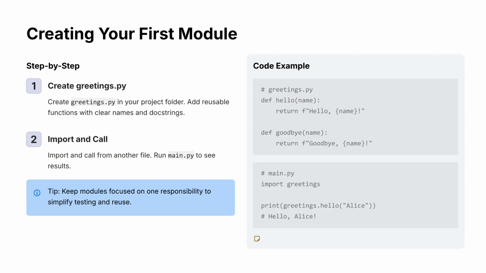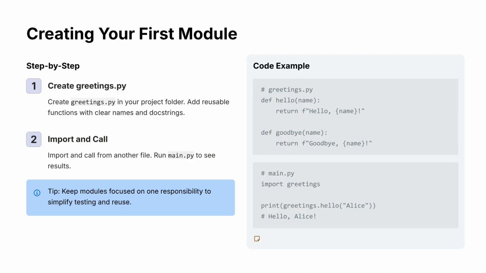Okay, let's actually build one. Create a file called greetings.py. Inside, write a hello function and a goodbye function. Nothing fancy, just return an f-string with the name. That's your module. Now, in a separate file, main.py, you just do import greetings and then call greetings.hello with a name. Run it, and you'll see hello Alice printed out.